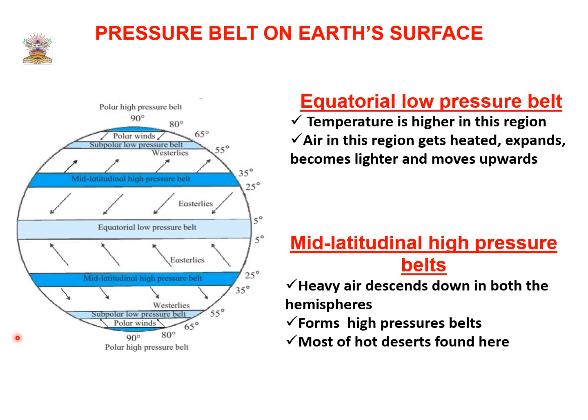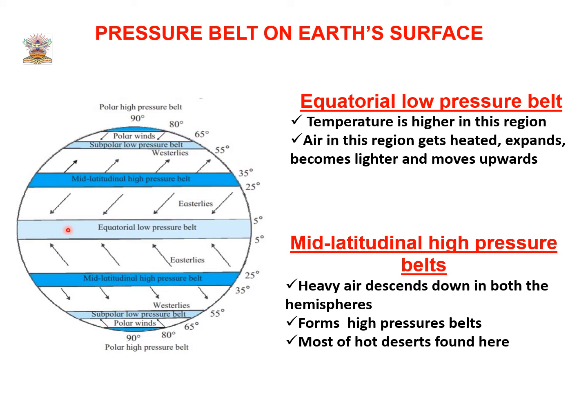Now see children, observe this diagram very carefully. We are going to learn about the pressure belts on the Earth's surface. This is the Earth. Now which is the center? The equatorial low pressure belt.